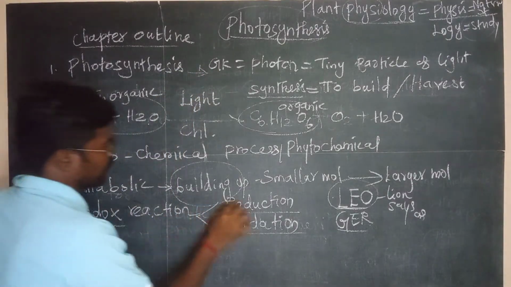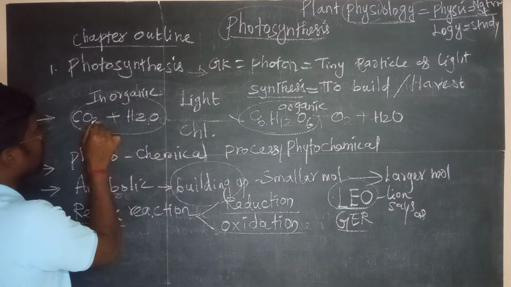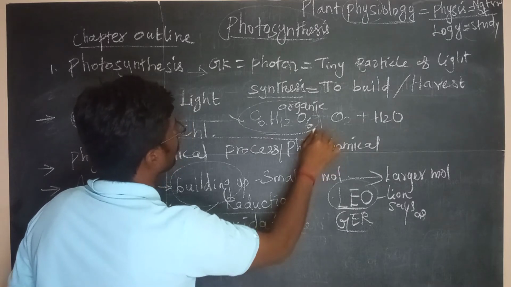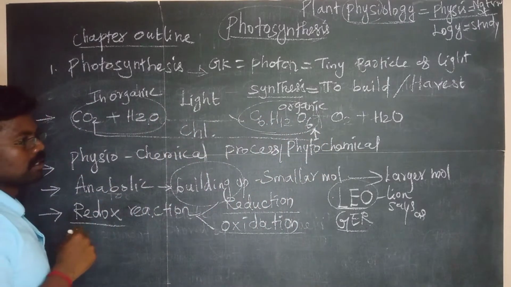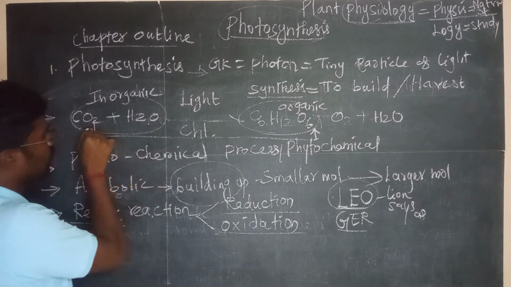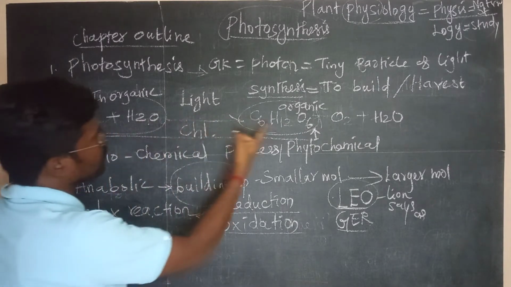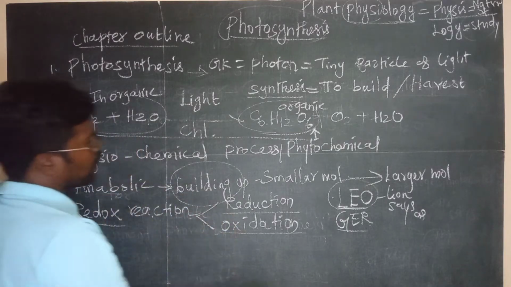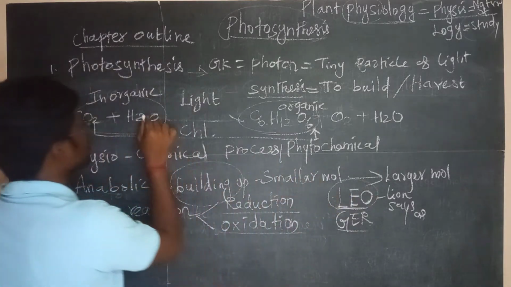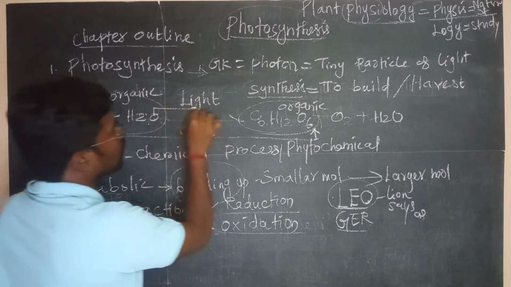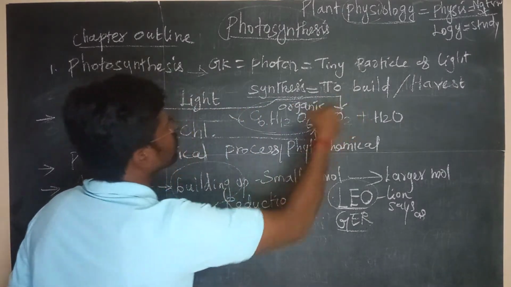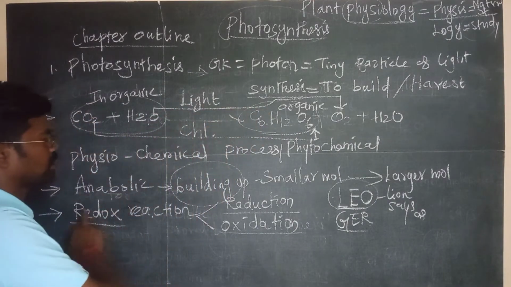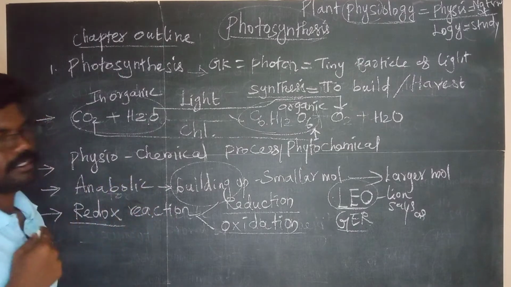Now, which is reduced? Carbon dioxide is reduced into carbohydrate, with gain of electrons. Which one is oxidized? Loss of electrons is oxidation. Water is oxidized and produces oxygen. The same event involved in a single process is called a redox reaction.